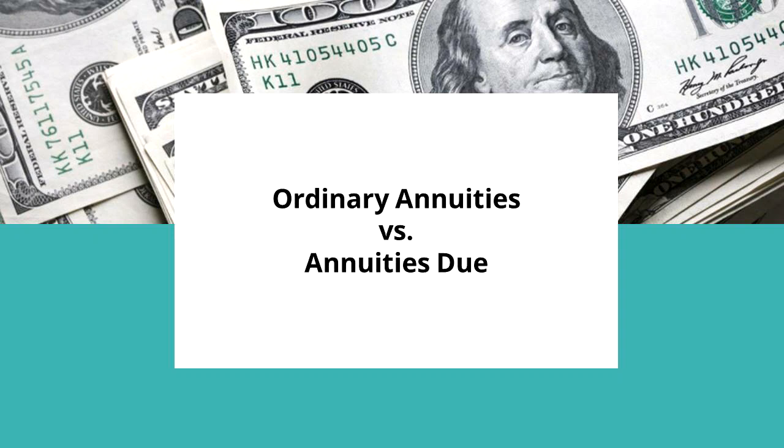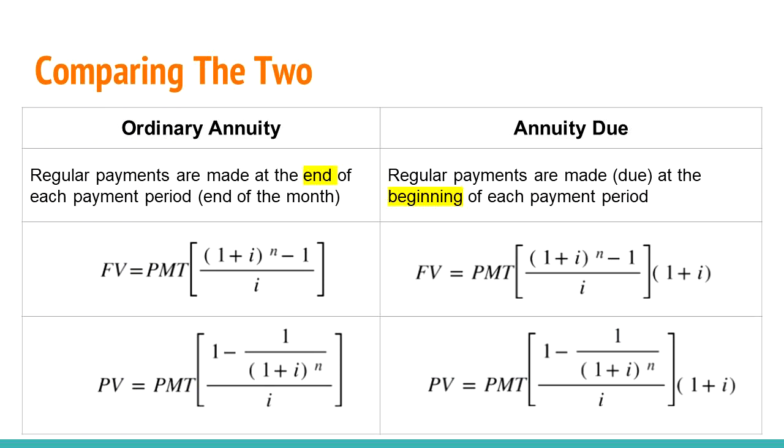There are also annuities due. So we have been focusing on ordinary annuities where the payments are due at the end of each month. Annuities due are when the payment or deposit happens at the beginning of the month. This in essence gives us an additional month for which interest is applied. So we're going to look at a comparison between the two.